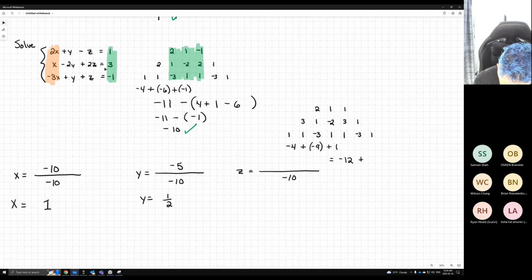And then I'm going to subtract my down and to the left product. So I'm going to go down and to the left now. We'll do the first one there, which is 6. Plus the next one, 1 times 1 times 1, which is 1. And finally, the last one is +6, I believe. 1 times -2 times -3 is +6.